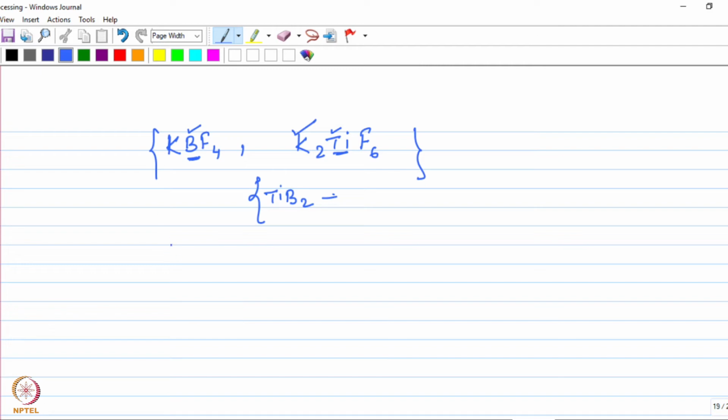So first what is done, here also it's basically a liquid metallurgy kind of route. Aluminium is melted, and then in the molten metal these two salts are added in the required proportion according to the volume fraction of TiB2 which is needed in the final composite. Okay, so when you add these two into molten aluminium, then a reaction like this will take place.